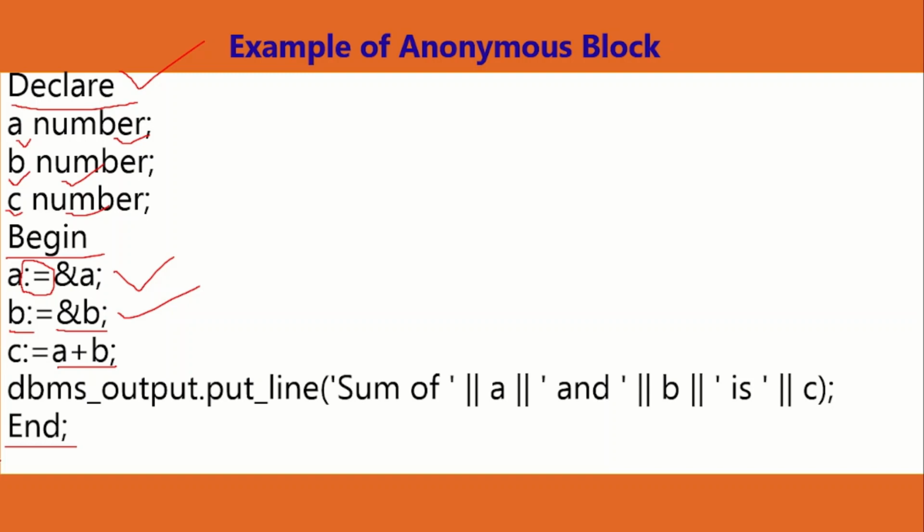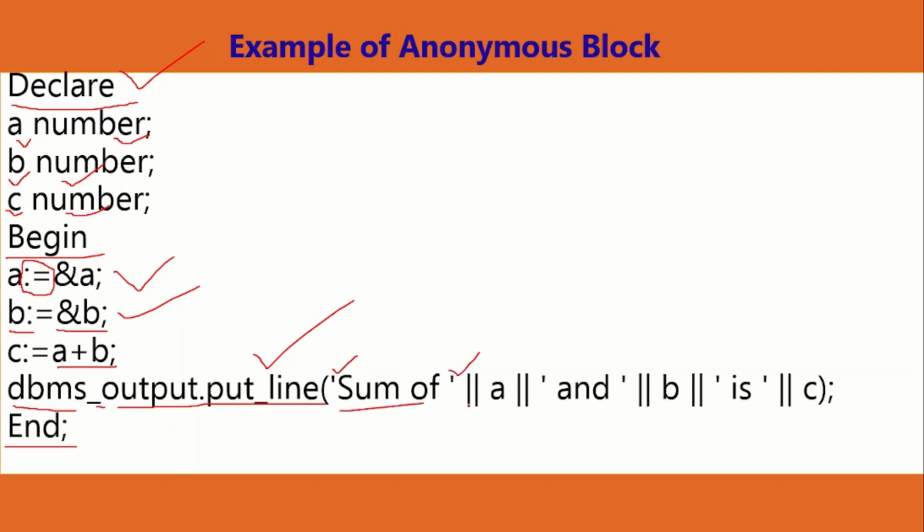So now see the use of dbms_output.put_line. This is the utility package which prints output to the visual display unit, like sum of. So this comment will always be in single quotes. This will go as it is.